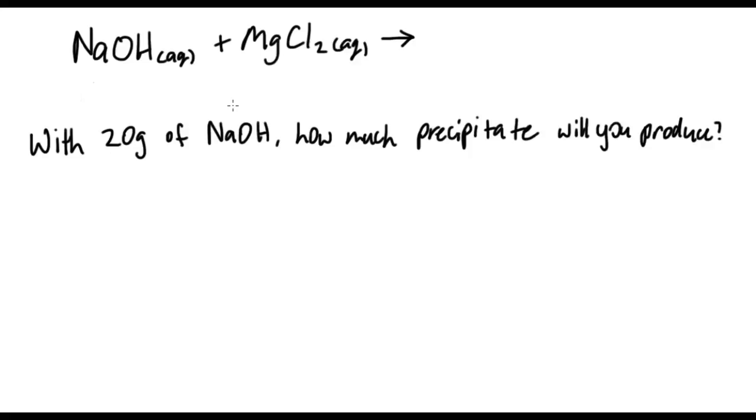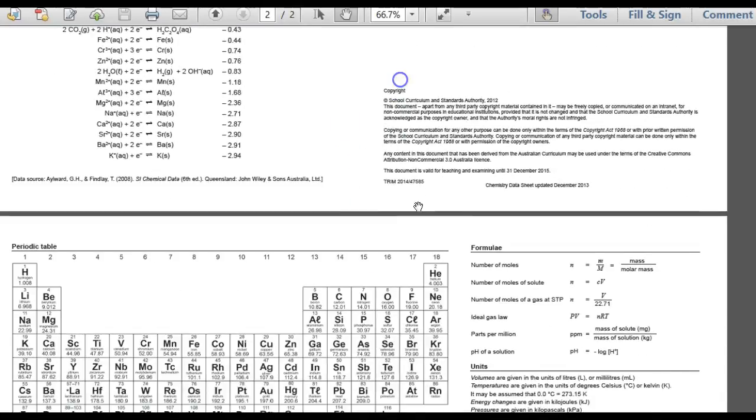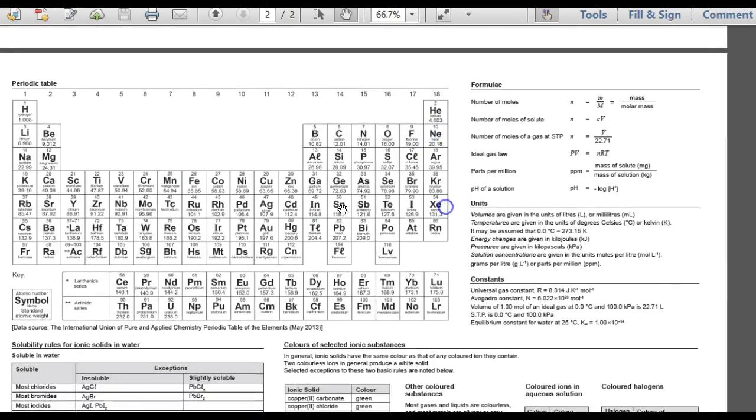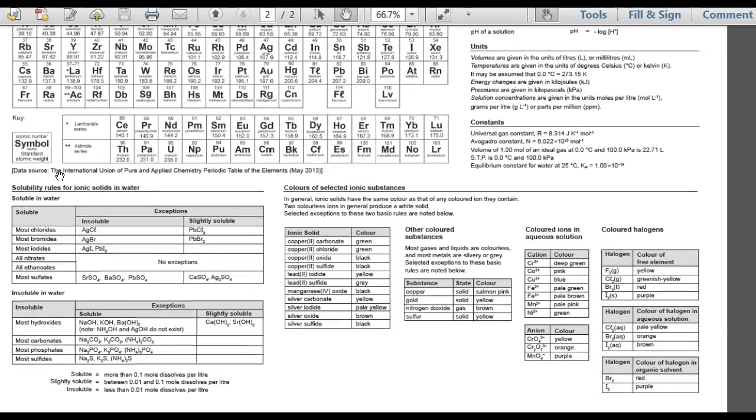Now, what you should already have for our year 11s and 12s, you should have this chemistry data sheet. This is the 2015 version that shows you all your data. The most important piece of data for you is this one right here. So this is our periodic table, and also on the bottom left we also have our solubility table.